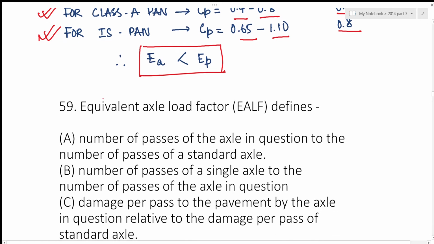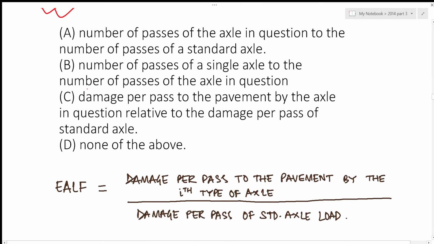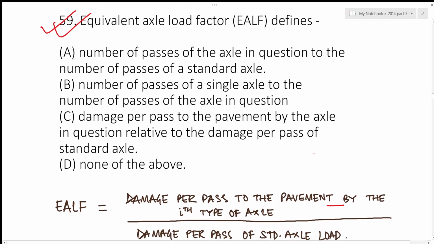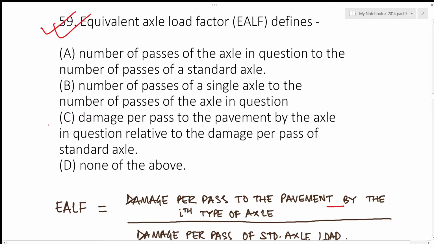Next question, equivalent axle load factor defines. Now equivalent axle load factor is the damage per pass to the pavement by the ith type of axle to the damage per pass of standard axle load. So the answer for this particular question should be C, damage per pass to the pavement by the axle in question relative to the damage per pass of standard axle. So this is the EALF or the equivalent axle load factor.